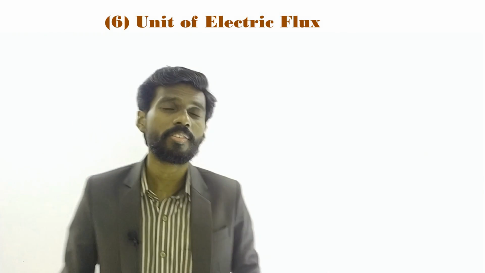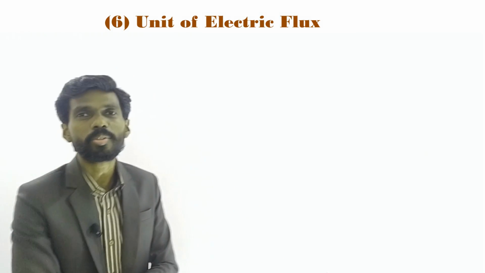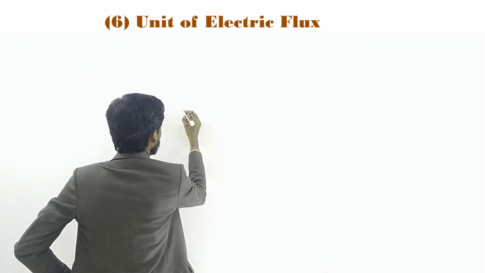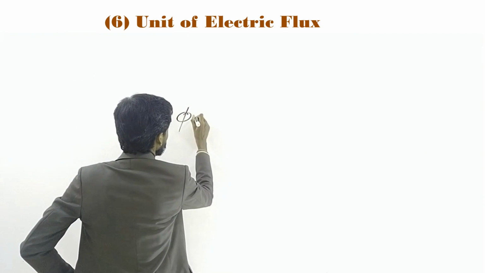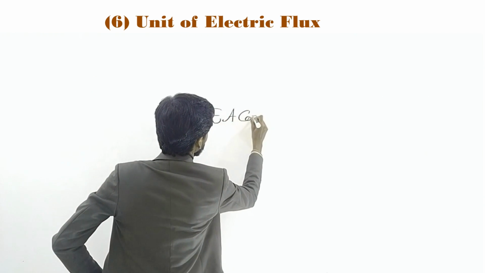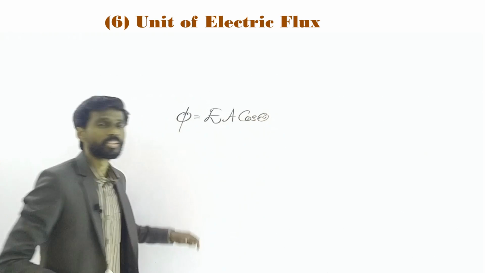Now let us write the unit of electric flux. Any physical quantity without a unit makes no sense. We know the formula for electric flux. Electric flux is defined as E A cos theta. So this is the electric flux.